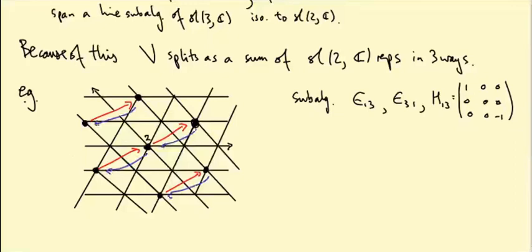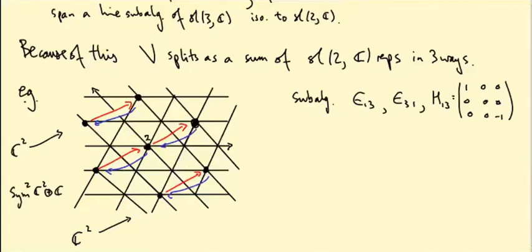So you can see how this decomposes, right? As a sum of SL2 representations, we get up here a copy of the standard representation C squared. Down here we get another copy of the standard representation C squared, and across the middle we get a copy of Sym2 C squared from the three dots, and then there's one left over in the middle, a trivial representation.